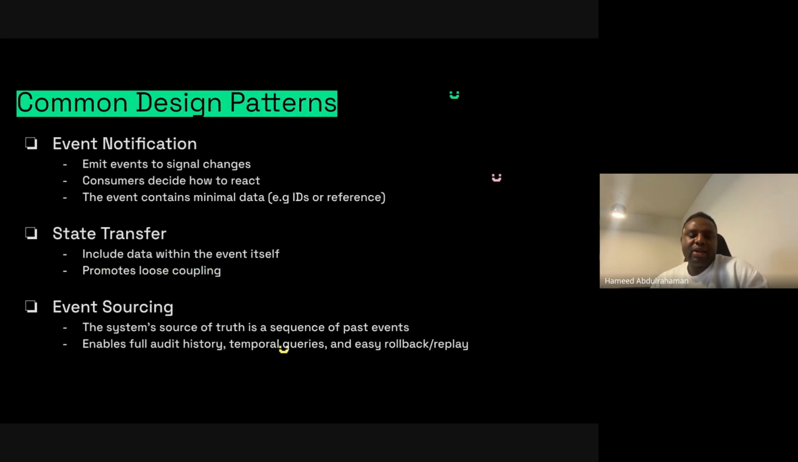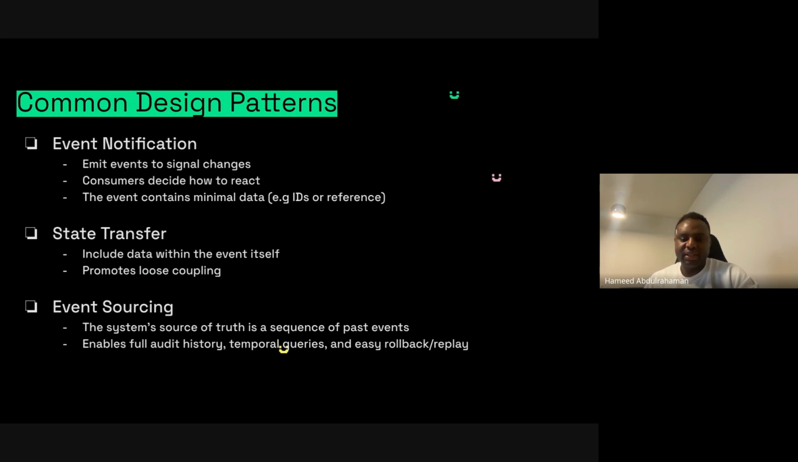So, what are the common design patterns? I think the simplest one is event notification. Event notification is you just emitting signals or events about something that happened. An example is a user just registered on your application. You send an event that a user has been created, then the user ID gets sent to email notification, and the user gets an email about them registering. That's the simplest form of event-driven design, which most people are conversant with.